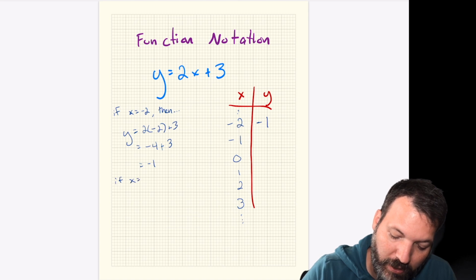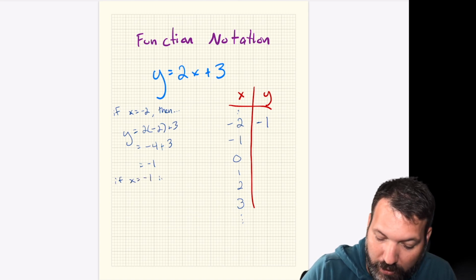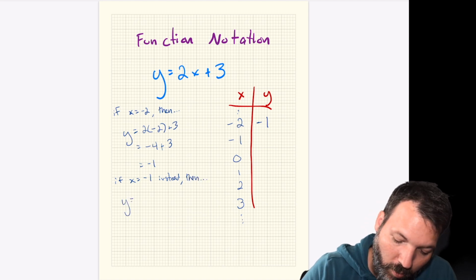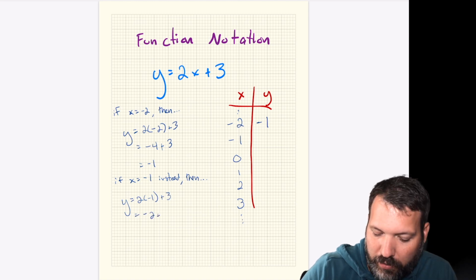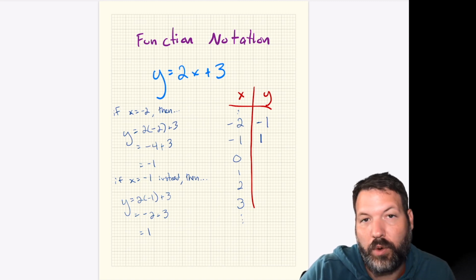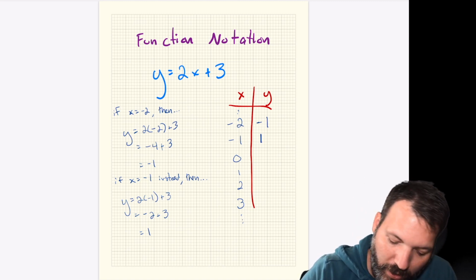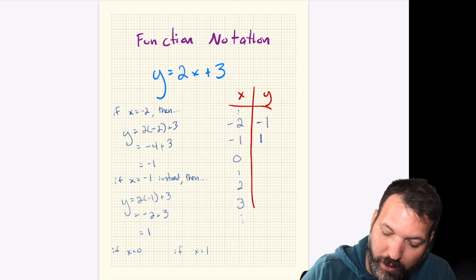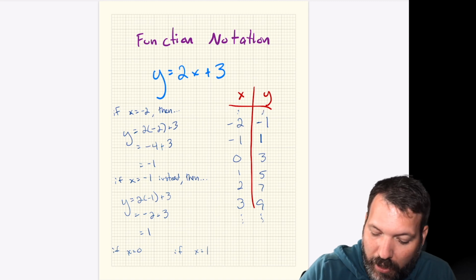If x is -1 instead, then what happens next? Well, now y would be 2 times -1 plus 3, -2 plus 3 equals 1, and so we get -1, 1. And then we can keep doing this, although you can see I'm running out of room here. If x equals 0, if x equals 1, we're going to get some other values. We're going to see 3, 5, 7, 9, and so on in any direction.